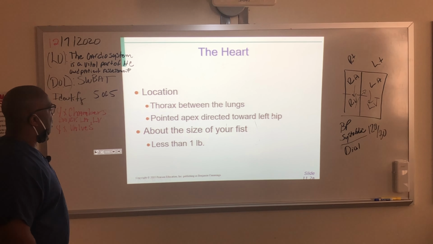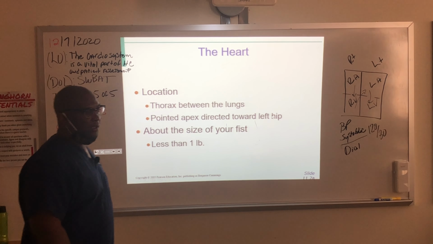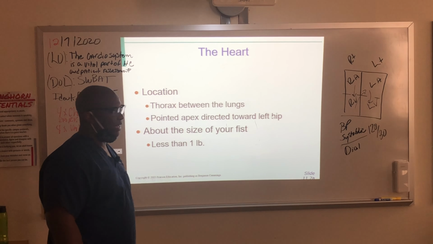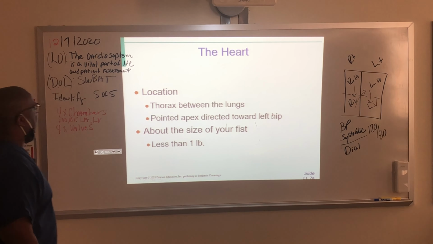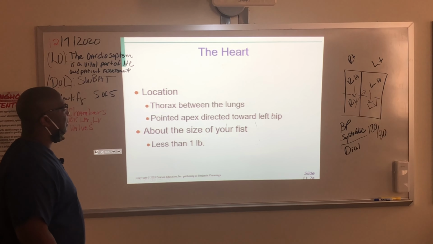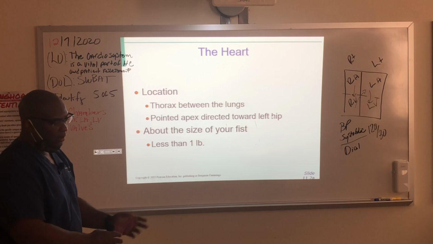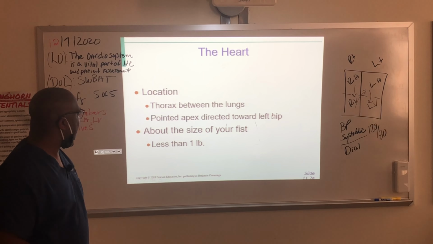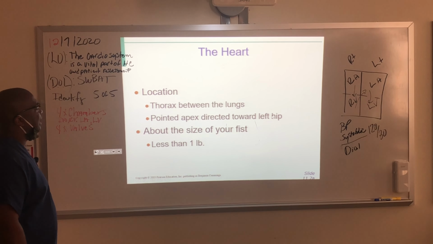Location. We all know where the heart is. We should have learned this in like sixth grade biology. Thorax, between the lungs, pointed apex toward the left hip. That's the most distal part of the heart. It'll point toward the left hip. About the size of your fist and less than 1 pound.